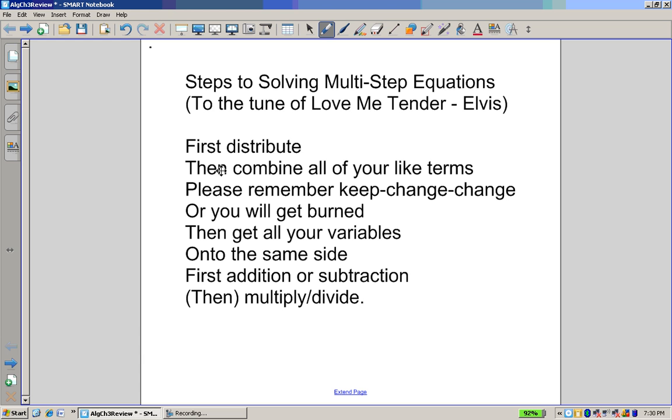First distribute, then combine all of your like terms. Please remember, keep change, or you will get burned. Then get all your variables onto the same side. First addition or subtraction, then multiply, divide.